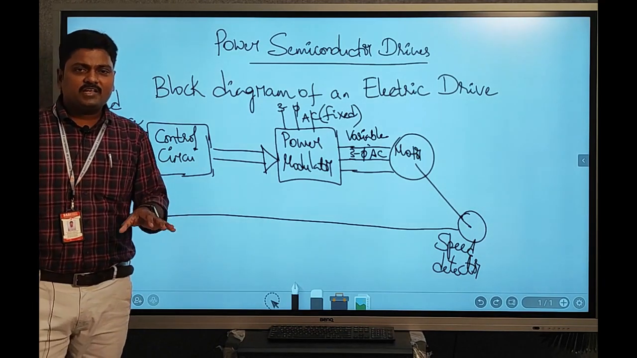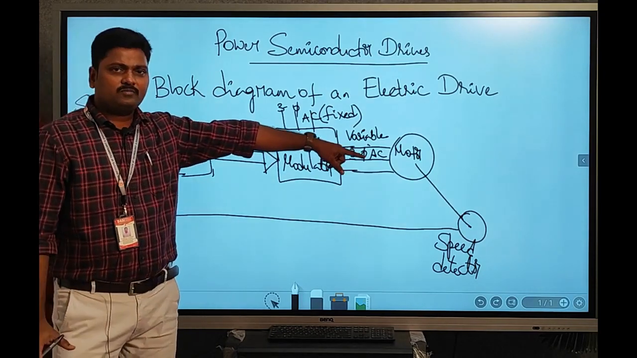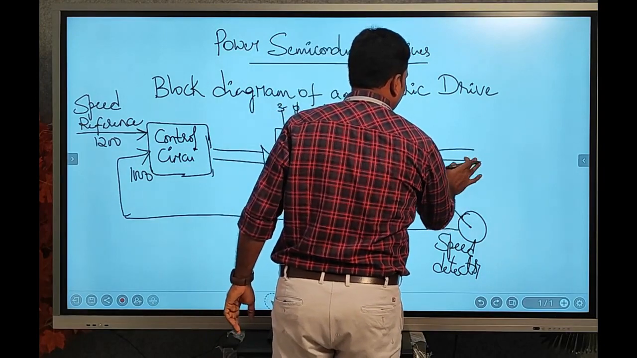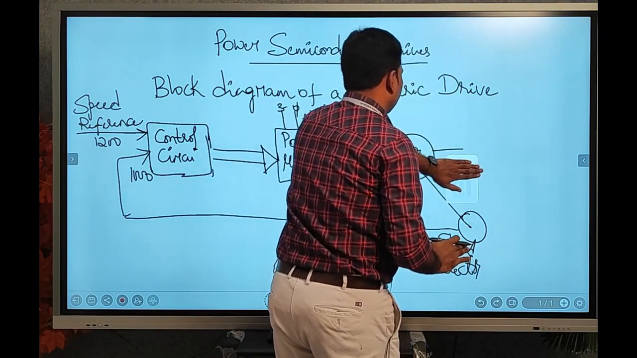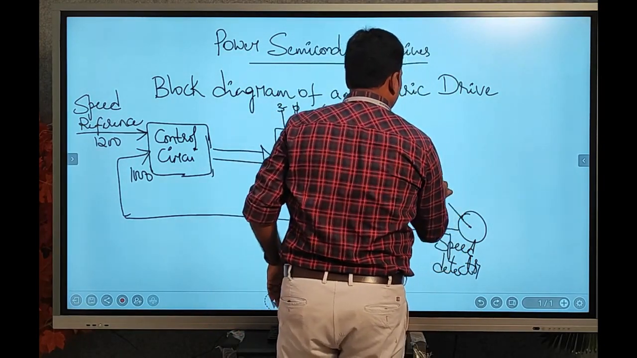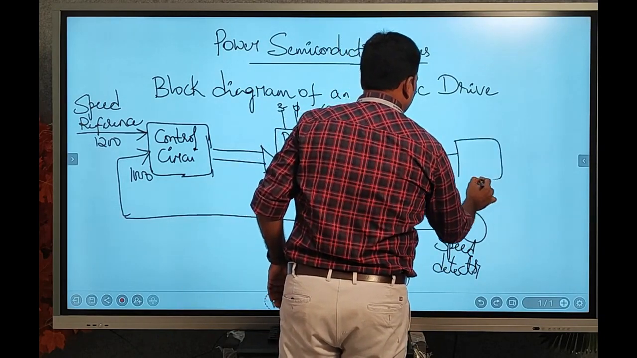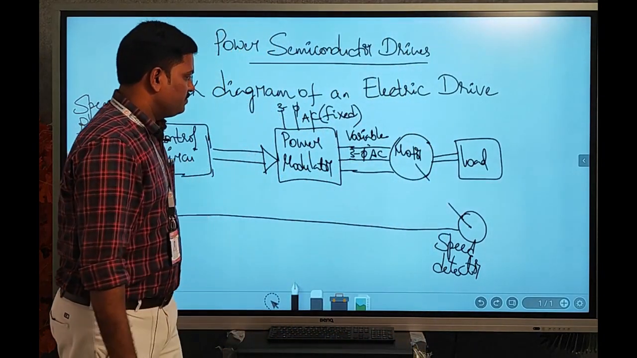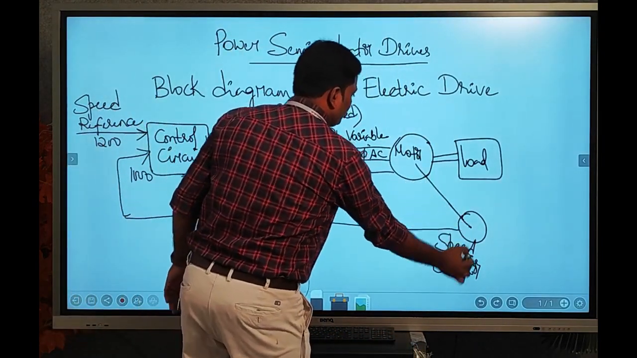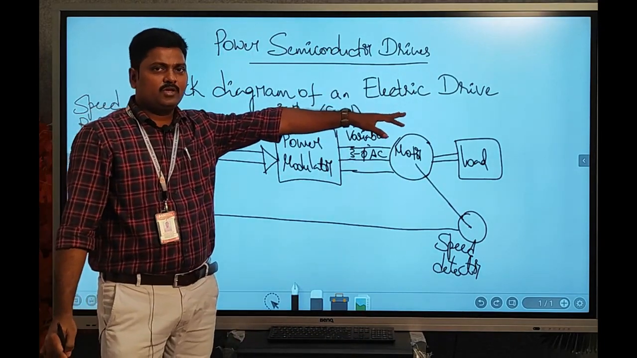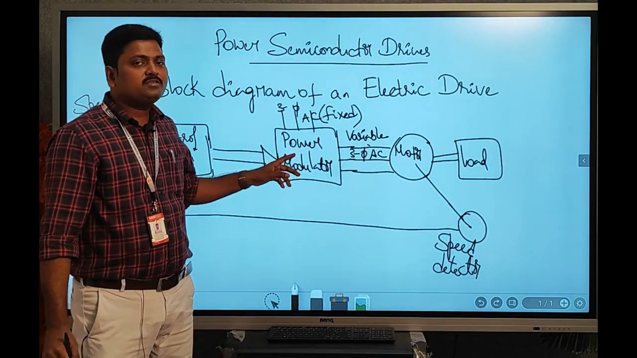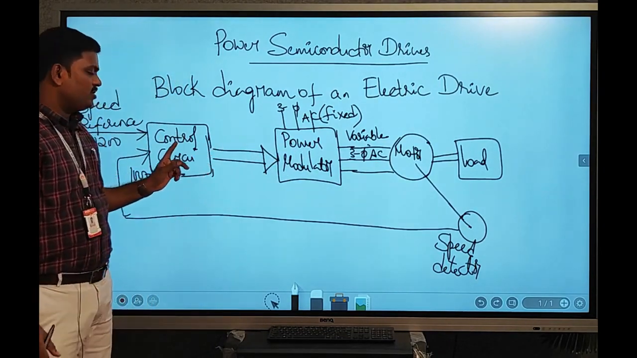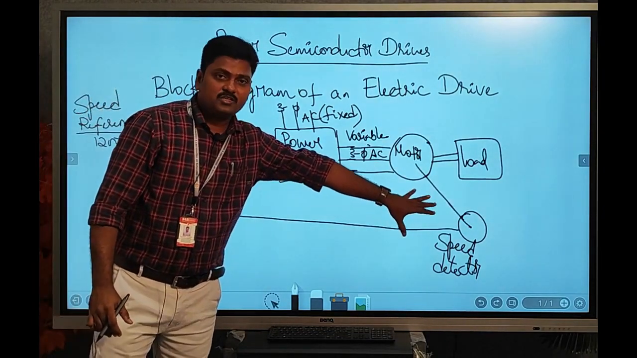So an electric drive basically consists of a motor, and this motor is connected to a load through a shaft. So basically an electric drive consists of a motor load system with a power input from the power modulator, which is controlled through firing pulses from a control circuit and the much needed sensing unit.